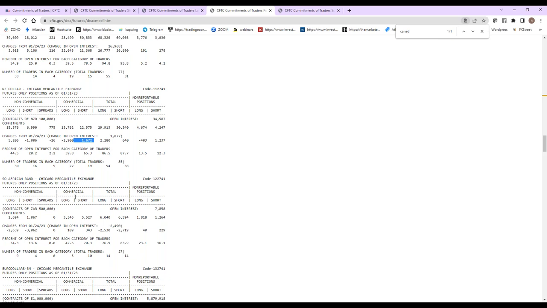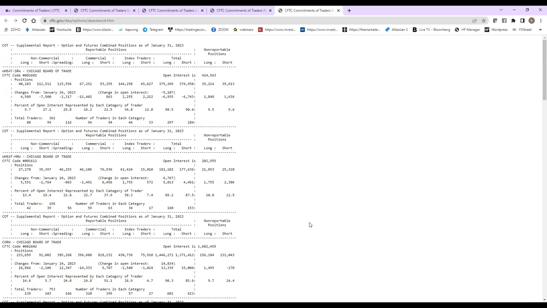So there is a deviation over here. There is an uncertainty, a huge uncertainty. Not reported positions also grew, the short one grew. 20%, 44, 20%, 39, 65. So there was again an indecision.